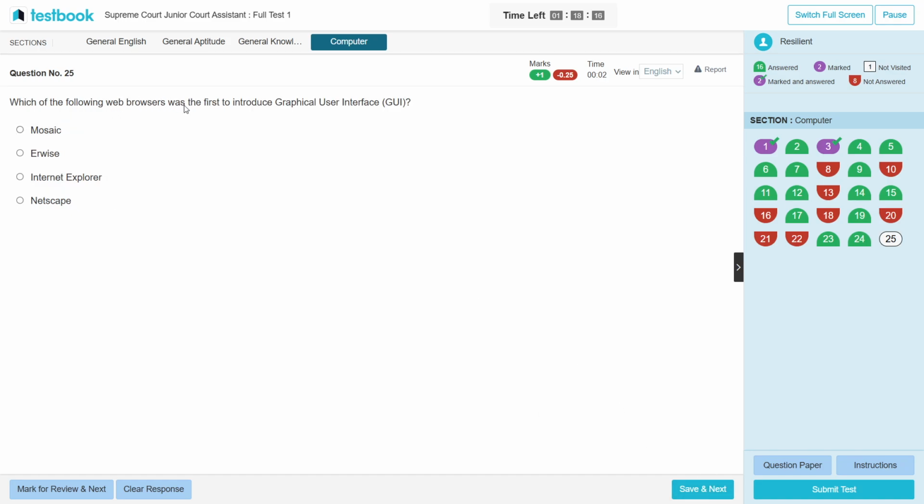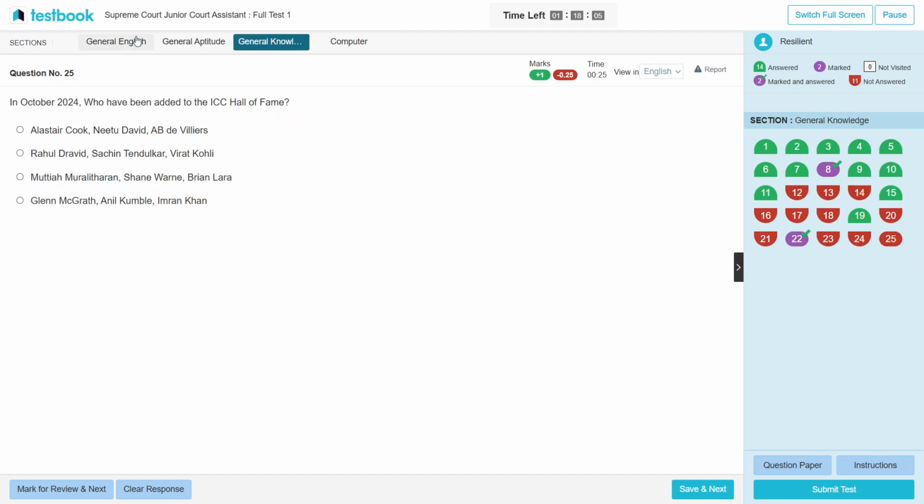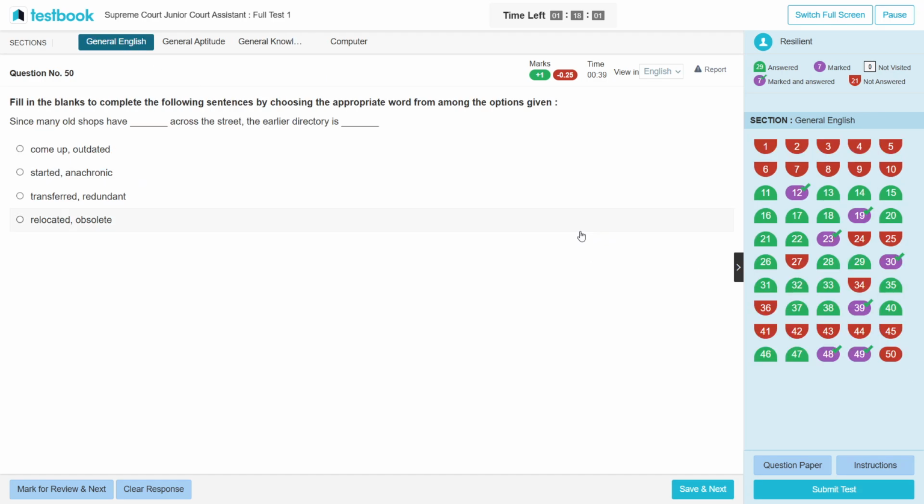Which of the following web browsers was the first to introduce GUI? Otherwise, Netscape. अब कर लेते हैं थोड़े से जो रह गए हैं.